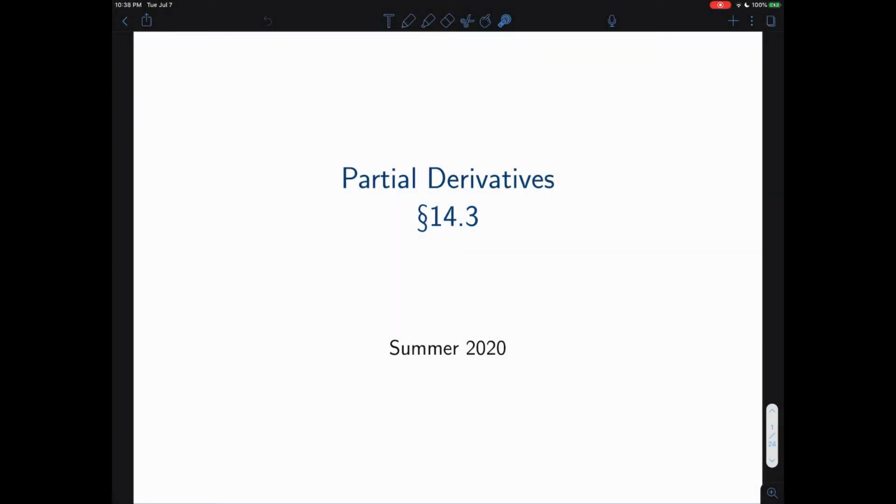Hi, we'll talk about partial derivatives. This is Stewart section 14.3.